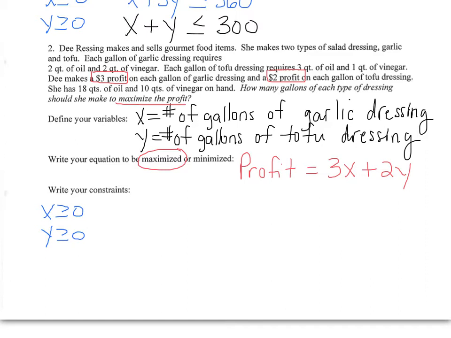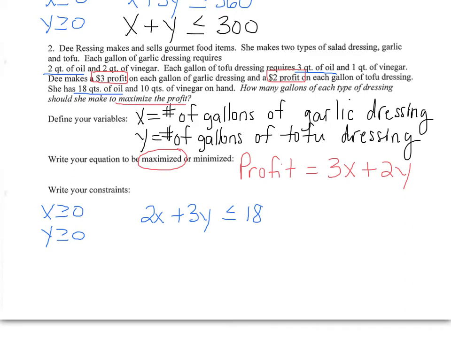I see that each gallon of garlic dressing requires 2 quarts of oil. Each gallon of tofu dressing requires 3 quarts of oil. And we have 18 quarts of oil. So the 3 things that I underlined in blue, oil, oil, and oil, those go together. 2 quarts of oil for garlic dressing, so that's going to be 2x. 3 quarts of oil for tofu dressing, so plus 3y. And I got 18 quarts of oil total, so it needs to be less than or equal to 18. Let's set up the last constraint.